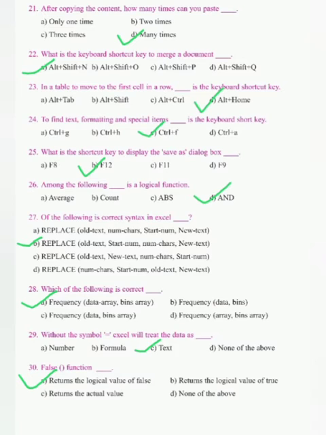What is the shortcut key to display the Save As dialog box dash? A. F8. B. F12. C. F11. D. F9. Answer: F12. Among the following, dash is a logical function. A. Average. B. Count. C. ABS. D. AND. Answer: AND.